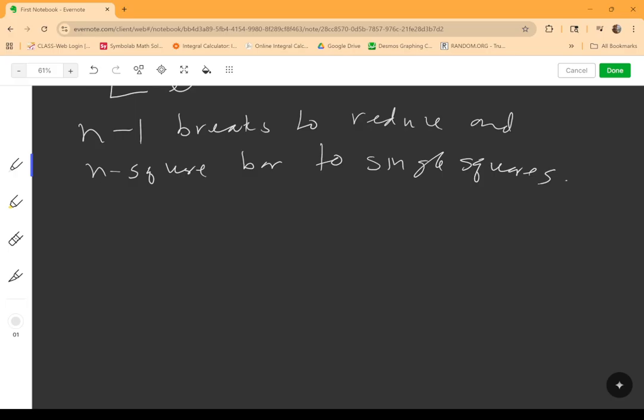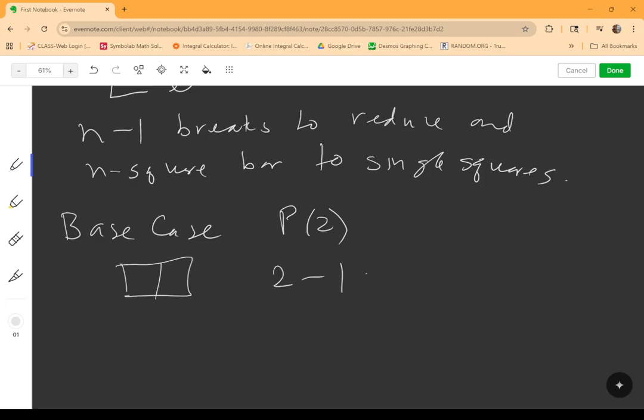All right, so our base case here starts at 2. 1 squared, no breaks required. It's a single square already. So we'll start with the base case of 2, which we illustrated previously in our first illustration here. All right, so here it looks like this. And we saw 2 minus 1 equals 1 break. That checks out. Okay, so now here is my inductive case.